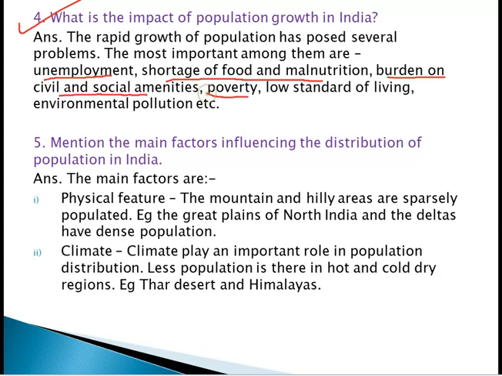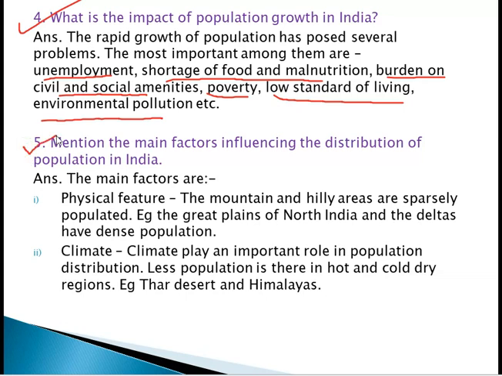Poverty. If people do not earn more and the population keeps on increasing, obviously there will be a situation of poverty. Low standard of living: people cannot live a proper standard of living, they cannot live a happy life. Environmental pollution: as the population increases, they will use a lot of natural resources, they will use vehicles, the industries will be developed. Because of that environmental pollution will also occur. So these are the reasons which impact the growth of population in India.